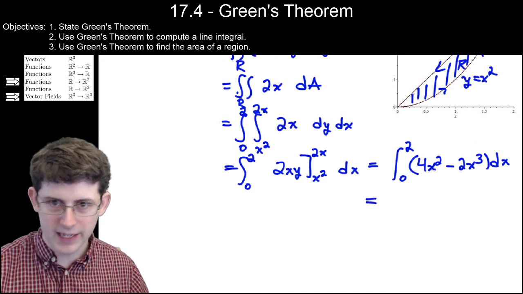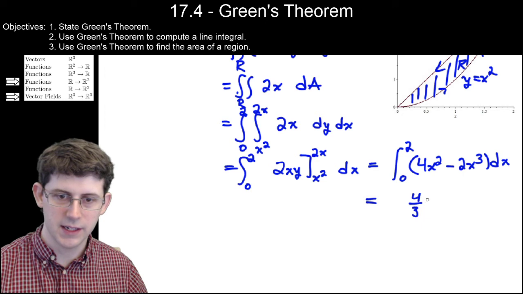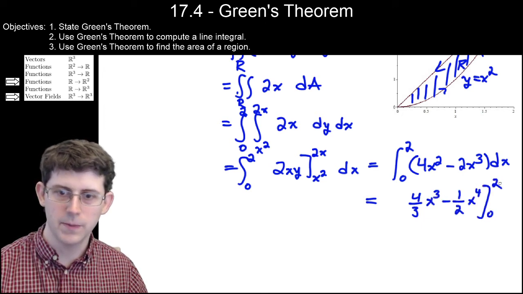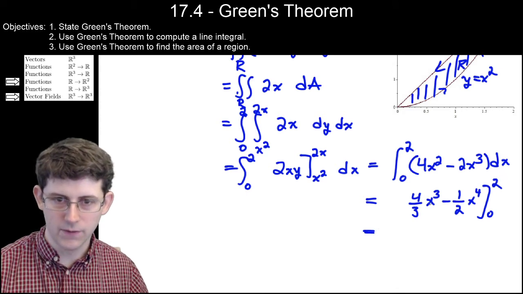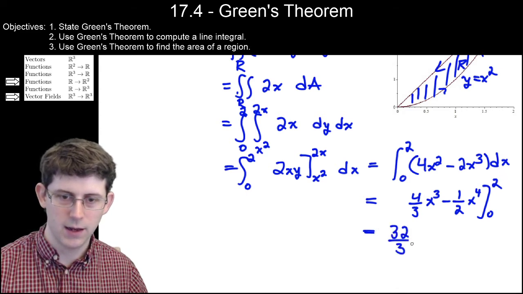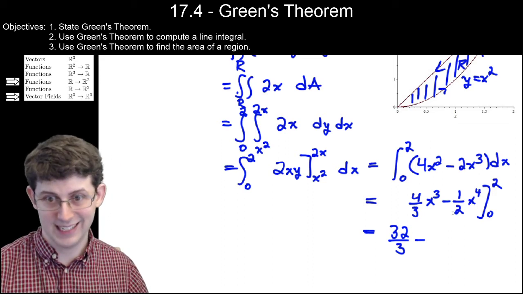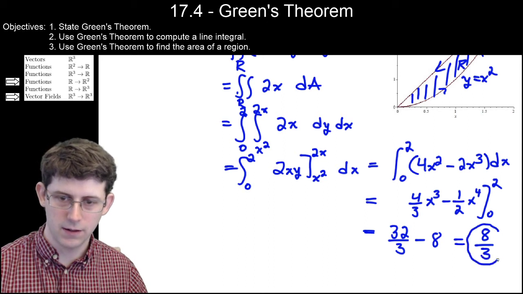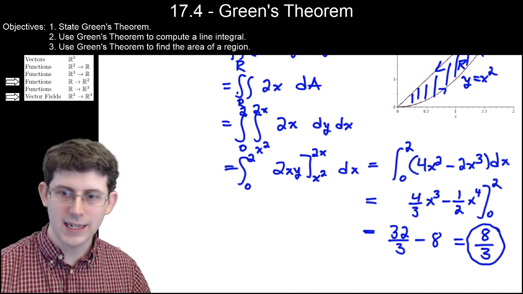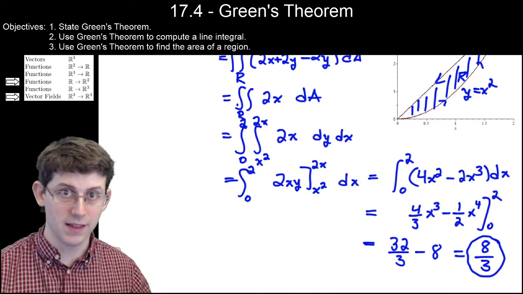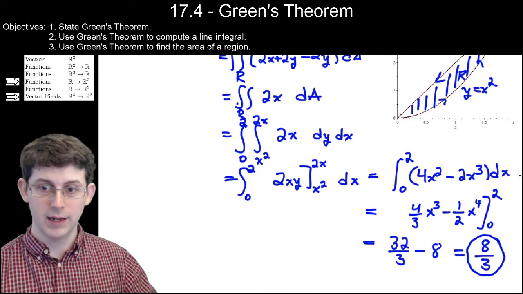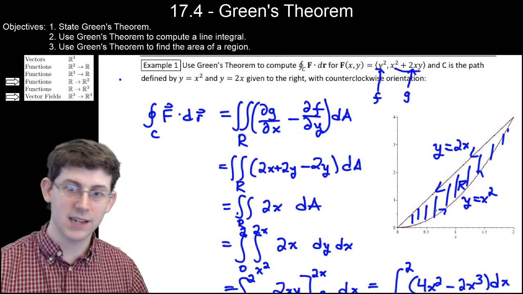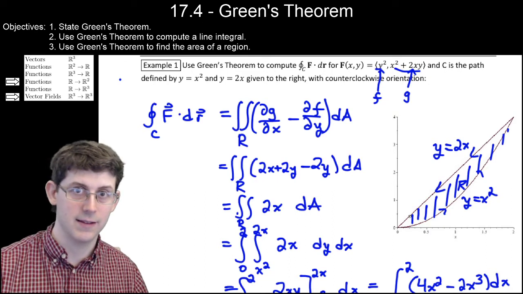Finally, I can just do this integral. So I get 4/3 x cubed minus half x to the 4th, all from 0 to 2. Plug in 2, and I get 4 times 8 over 3 minus 16 over 2. And this is 8/3. So the line integral, which was the amount of work that the vector field does as we go around this loop, came out to a positive number. That means that the vector field actually helps us when we take this path.